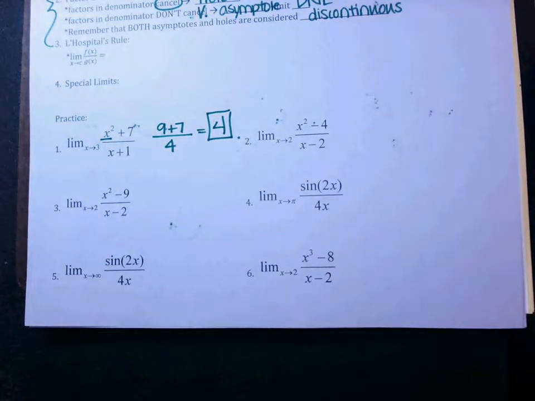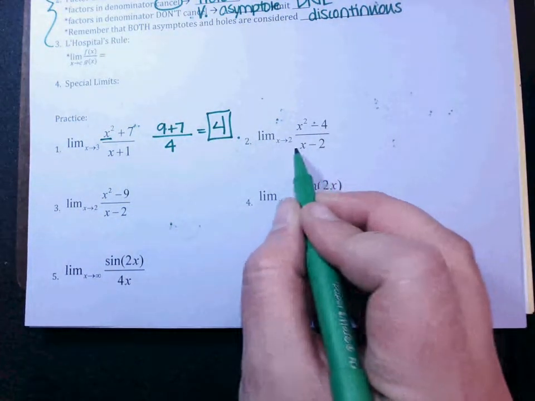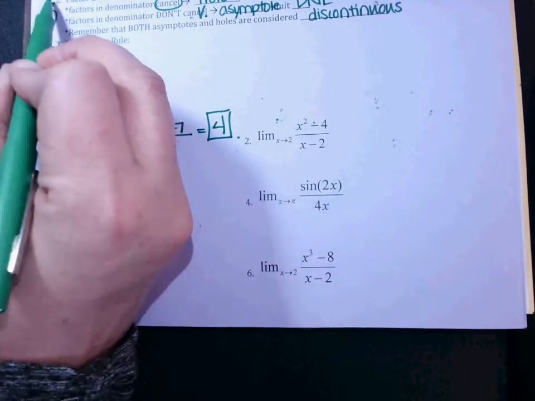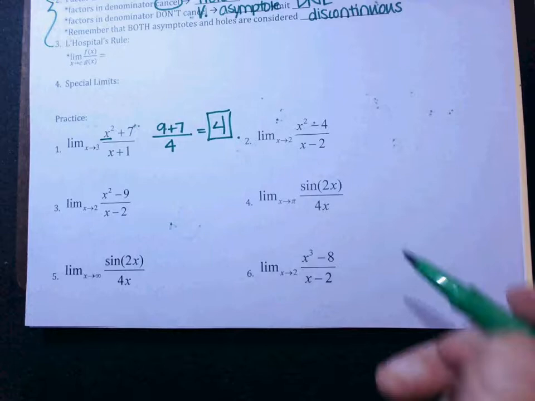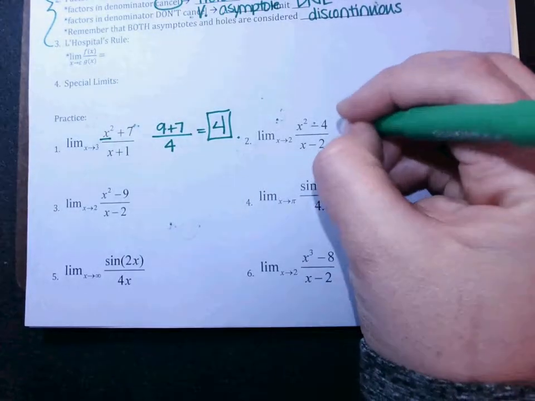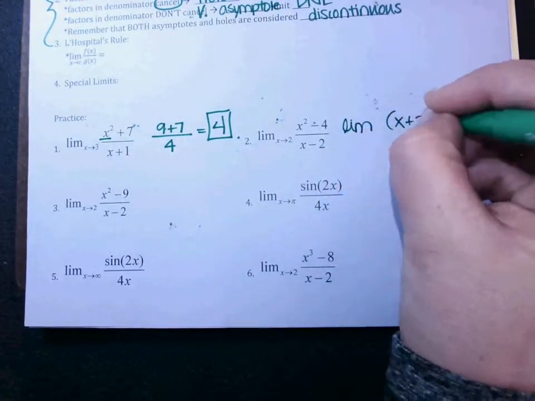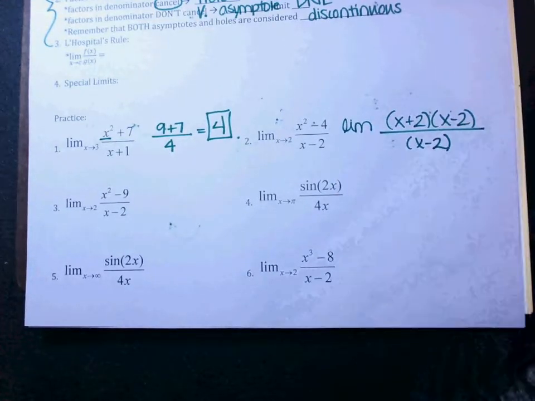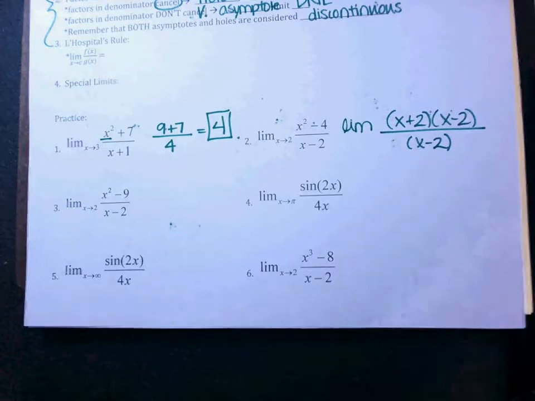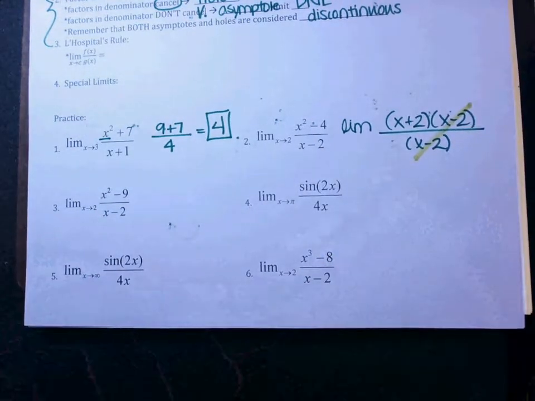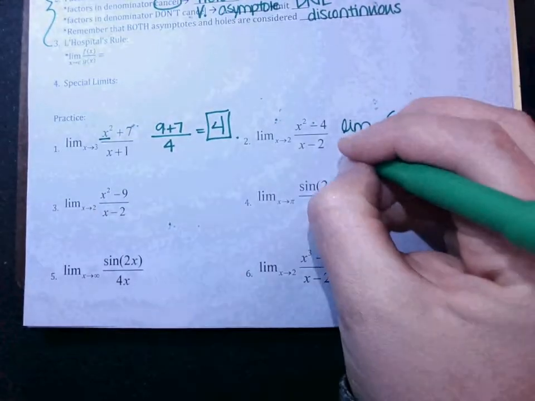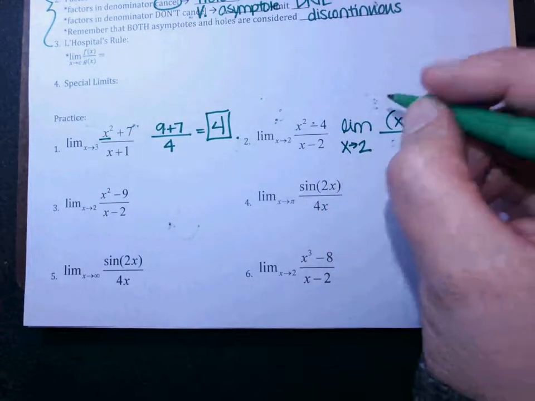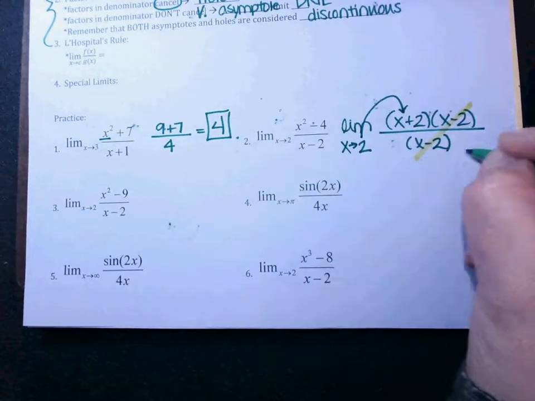Okay, look at the second one. Can I plug in 2 right now? No. Look at the bottom. If I plug in a 2 there, it's going to get all messed up. So we're going to try factor and cancel. How can the top of that factor? x plus 2, x minus 2, over x minus 2 on the bottom. Those x minus 2's are going to cross out. And remember, that's good for us because if x is approaching 2, now I can go back to direct substitution. Plug that 2 in here. What is 2 plus 2? 4.